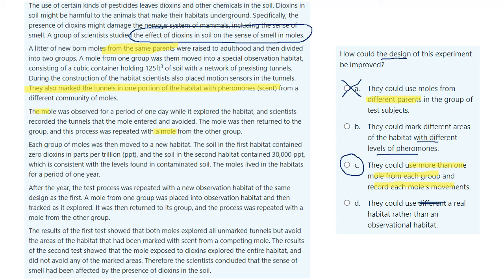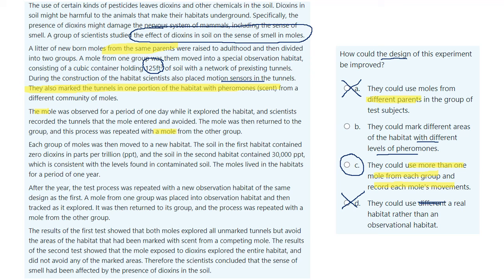D, using a real habitat rather than an observational habitat. Well, they chose one that's 125 cubic feet, which is quite big. They also were able to put sensors in the tunnels. If they used a real habitat, then they wouldn't be able to put sensors in the tunnels. They wouldn't know accurately where the moles were going. So it would not be possible to do this with a natural observational place.